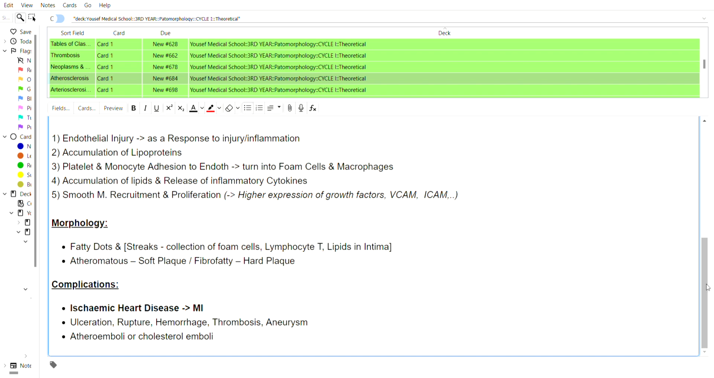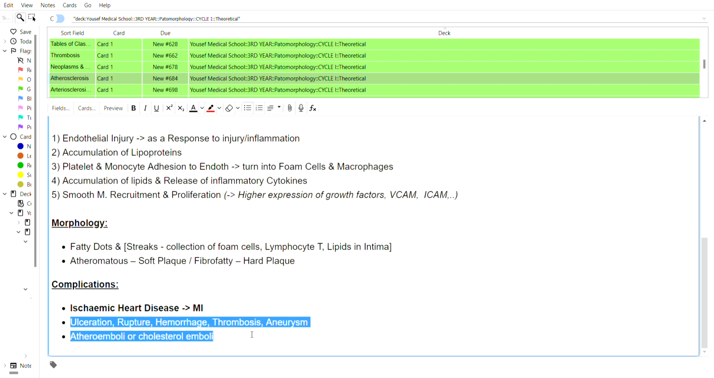What are the complications? Clinically, the main complications are ischemic heart disease and myocardial infarction. And other ones are also ulceration of the atheroma, a rupture, a subsequent hemorrhage, a thrombosis, or also an aneurysm. And we also can see atheroemboli or cholesterol emboli. Thank you.